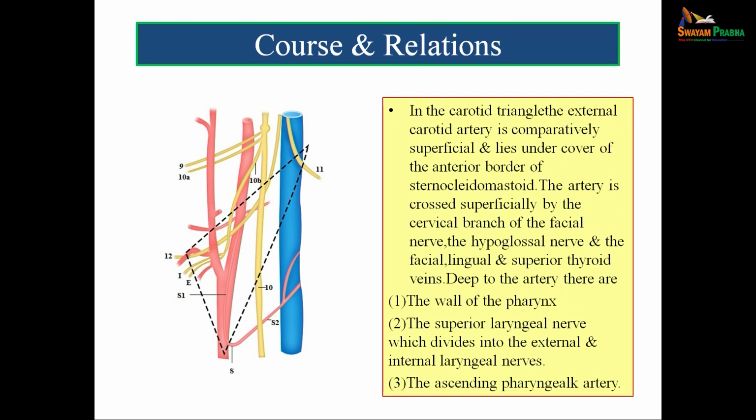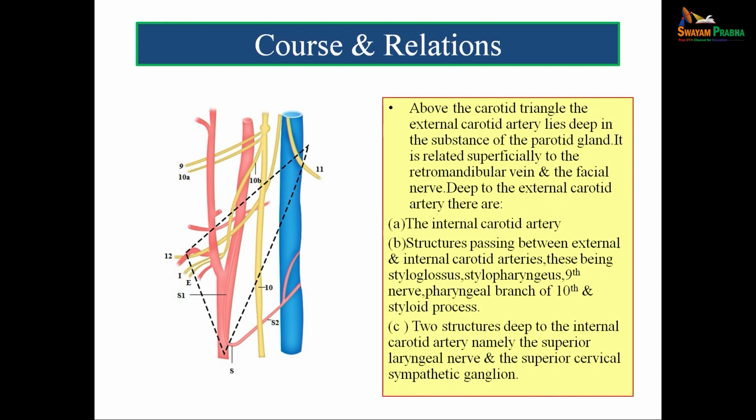Then in the carotid triangle, the external carotid artery is comparatively superficial and lies under the cover of anterior border of sternocleidomastoid. Deep to the artery, the structures are the wall of the pharynx, the superior laryngeal nerve which divides into internal and external laryngeal nerve. In the figure you can see I and E represent the internal and external laryngeal nerves. So superior laryngeal nerve is dividing into internal and external laryngeal nerves. Above the carotid triangle, the external carotid artery lies deep in the substance of the parotid gland. So it traverses the parotid gland.